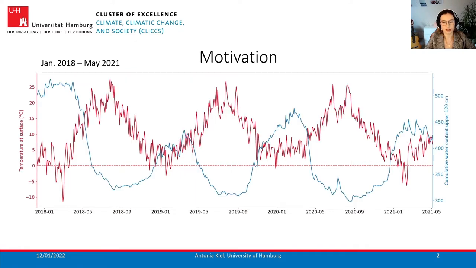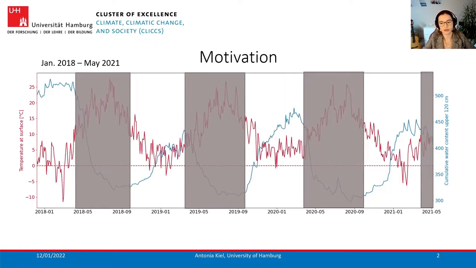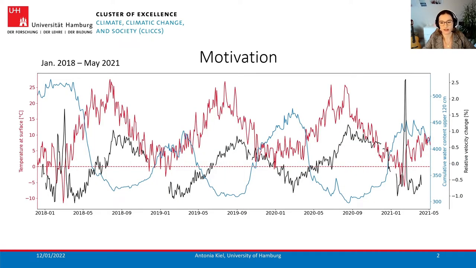Now I'm adding the cumulative water content of the uppermost 120 centimeters to this plot. And for the water content, we can see yet again that we have seasonal variations, and during the summertime we have a decrease in water content, and in the winter months, transitioning into spring, we see a slowly increasing water content. So I now add the relative seismic velocity changes, where I'm going to explain later how we got to them. But we also see some kind of seasonal trend in our seismic velocity changes.